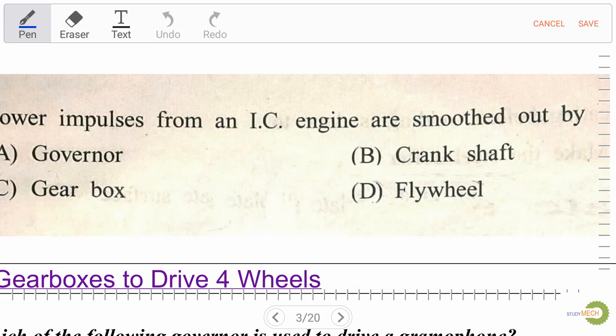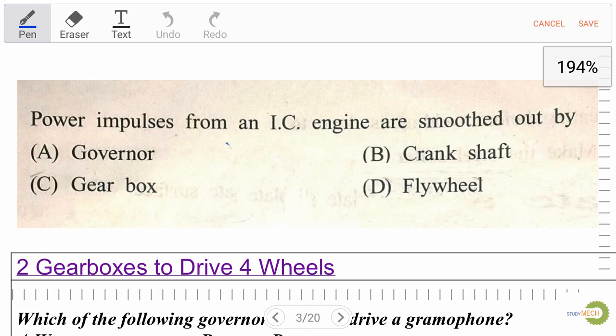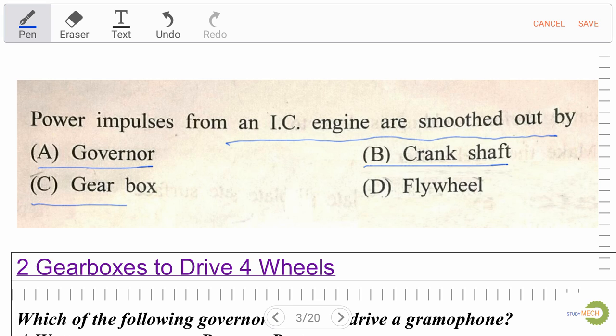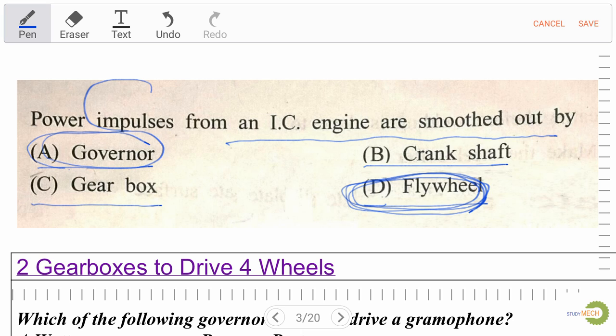Now let's move to the next question. Power impulse from an IC engine are smoothed out by option A governor, option B crankshaft, option C gearbox, option D flywheel. Well, our right answer is option D flywheel. If it is given in the question that to maintain the speed of an IC engine by varying the supply of fuel as per load condition, then our right answer is governor. But for power impulse, our right answer is flywheel.